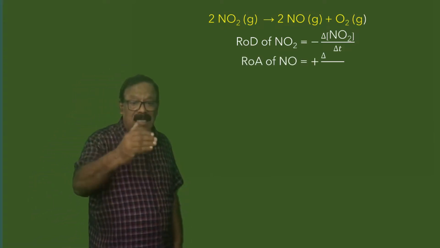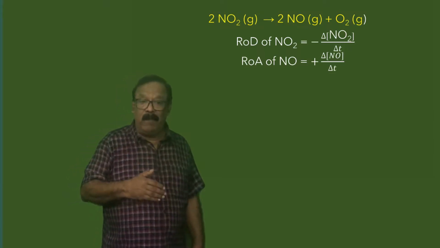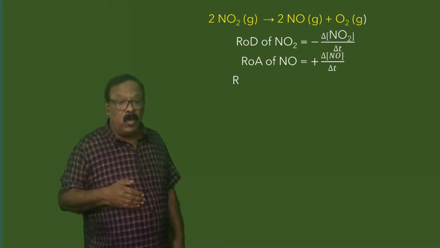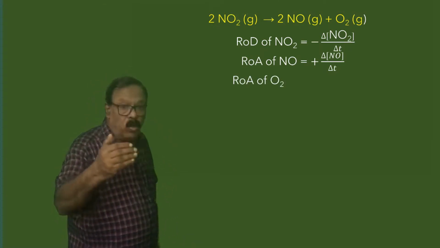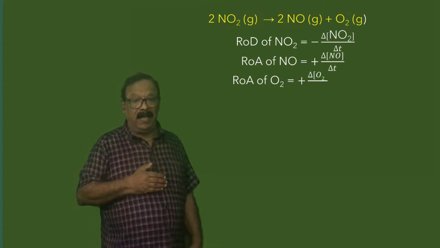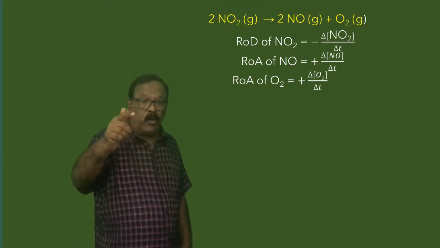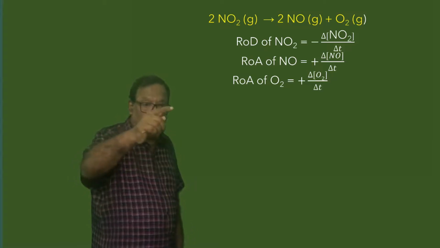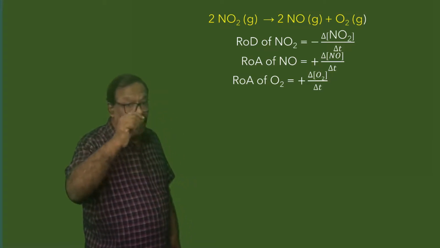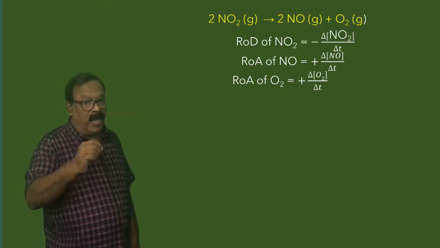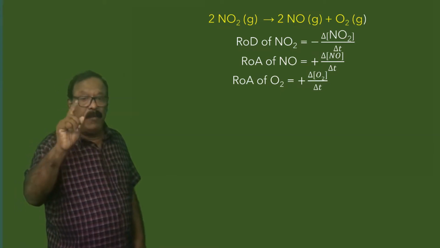That will be plus delta NO by delta T. Rate of appearance of O2, that will be delta O2 by delta T. How will you write the rate? ROD of NO2 has to be divided by 2. ROA of NO has to be divided by 2. ROA for oxygen has to be divided by 1 only.